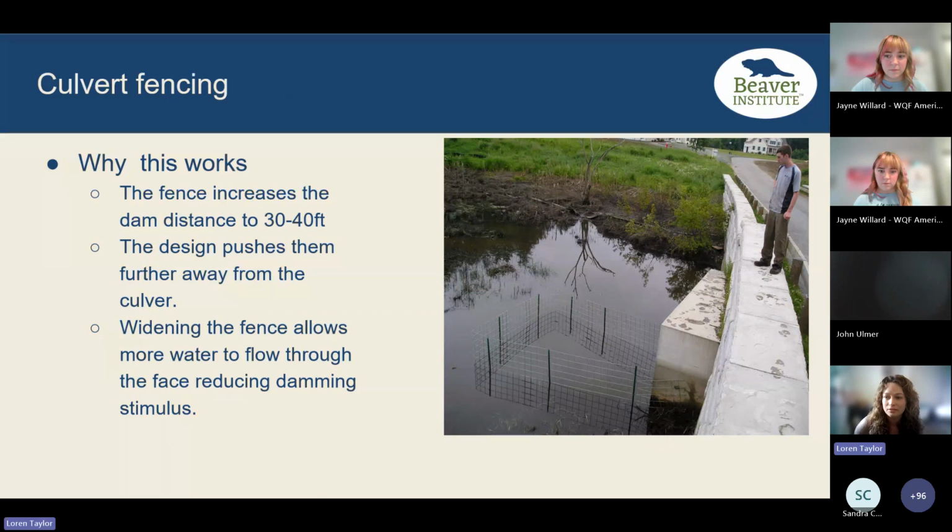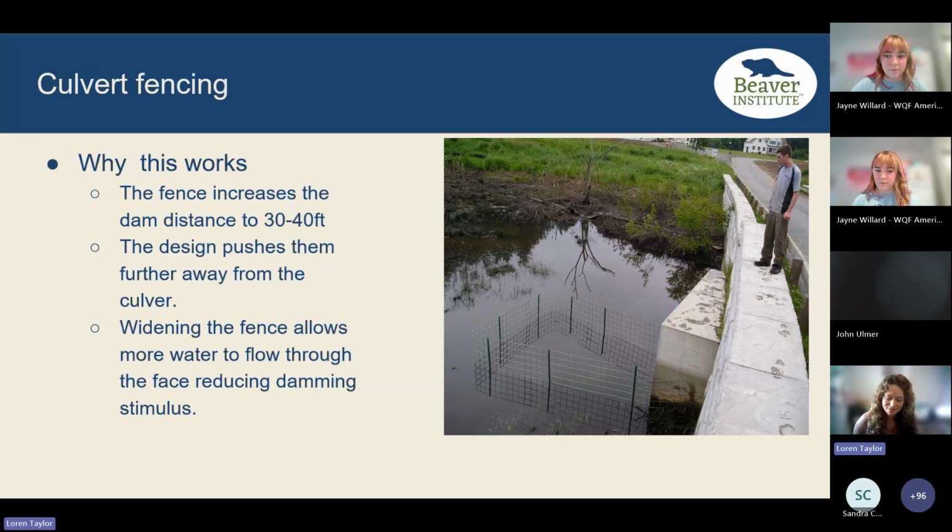So first, we're going to touch on culvert fencing. So beavers typically choose locations to dam where the smallest dam creates the largest pond possible. And man-made structures like culverts are very appealing for beavers to dam because humans have created a pinch point in a stream that requires very little effort for a large pond to be created. So culvert fencing works because the fence actually increases the dam distance to 30 or 40 feet, whereas previously the culvert may have only been 3 to 5 feet of distance.